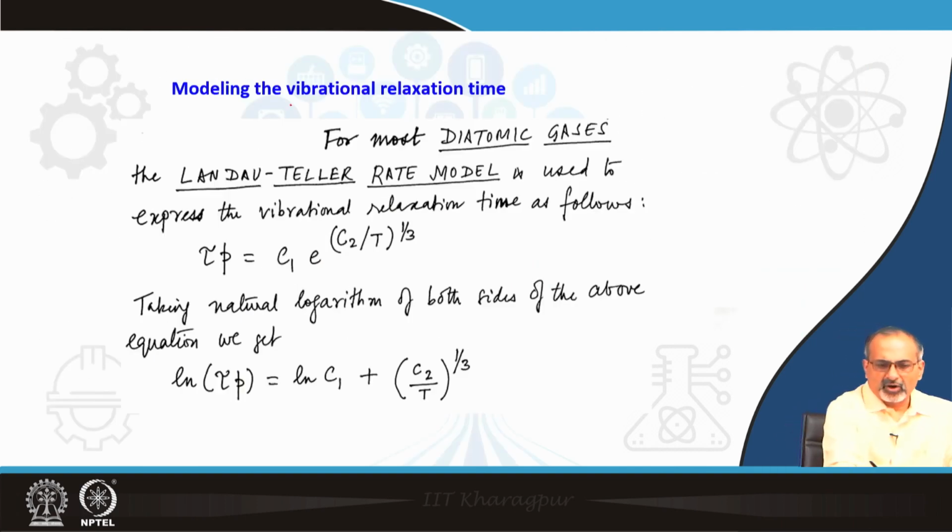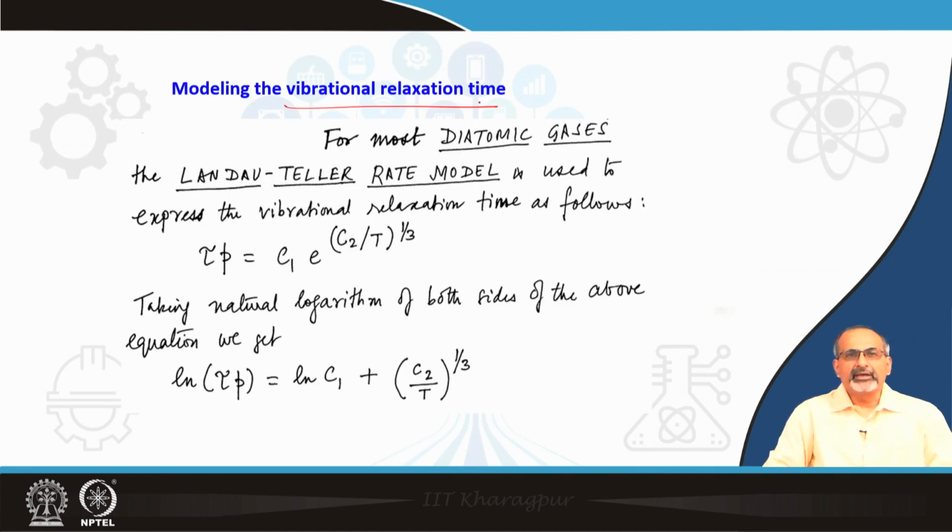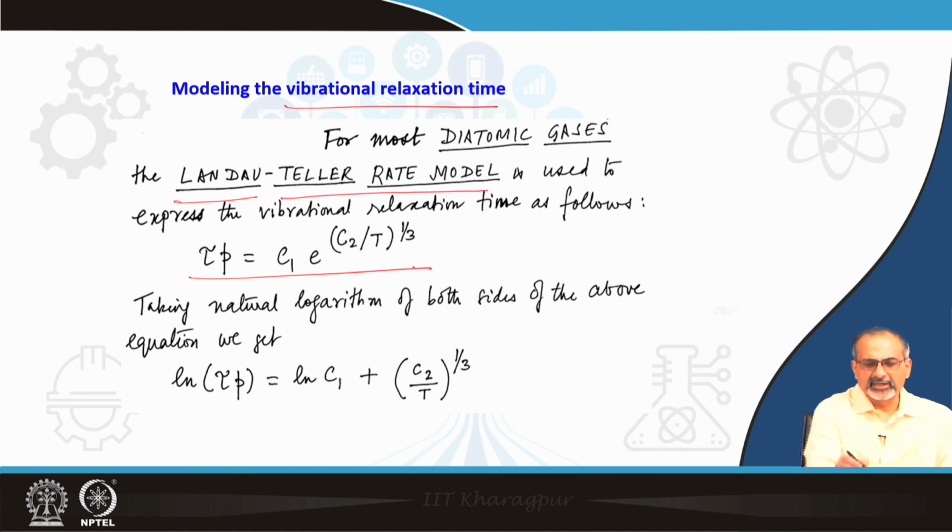Now, we very often look at modeling of the vibrational relaxation time. For most diatomic gases, the Landau-Teller rate model is what is often used, and it is going to functionally represent the dependence of tau on P and T through an equation of this form, where P and T figure here respectively, and you find that the T resides within an exponential term. We also have some constants which may vary from one situation to the other depending on the species we are talking about.